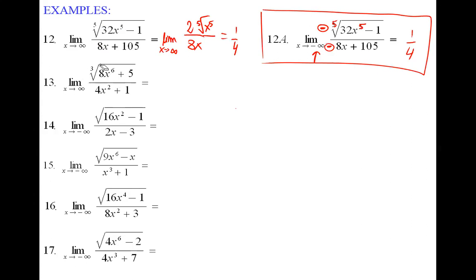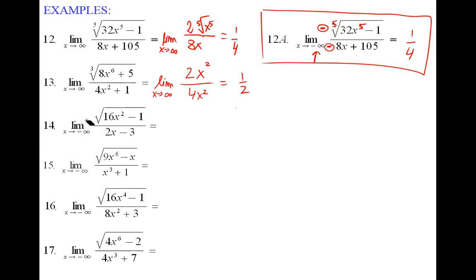Okay. Now let's look at this one. X to the power of 6 and the cube root of this will give me just x squared. Cube root of 8 is 2. Okay. Limit at positive infinity, I have no problem. The answer is 1/2.